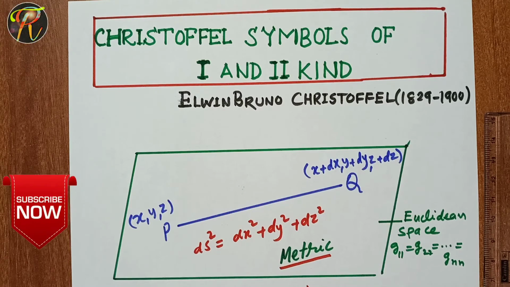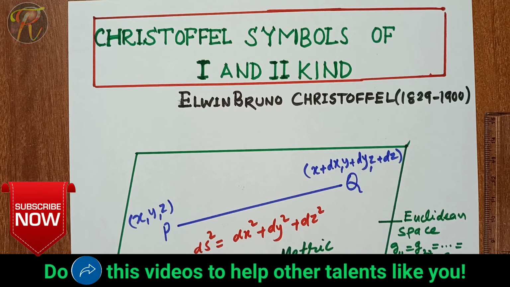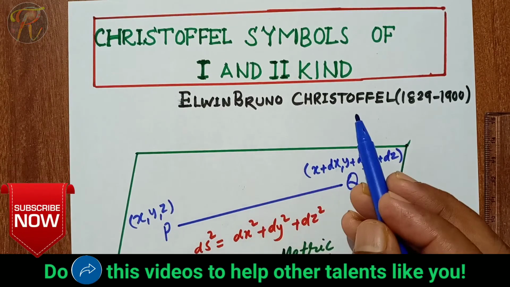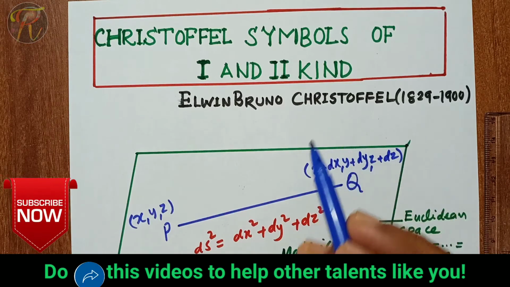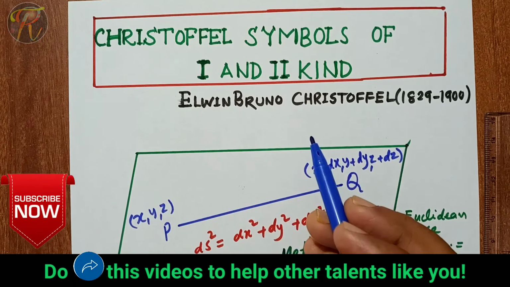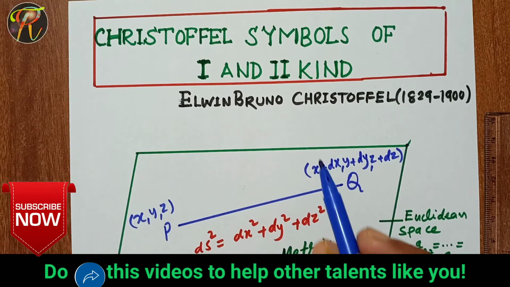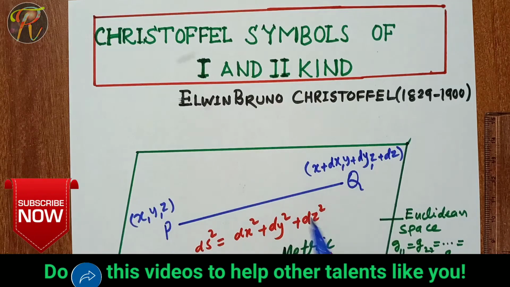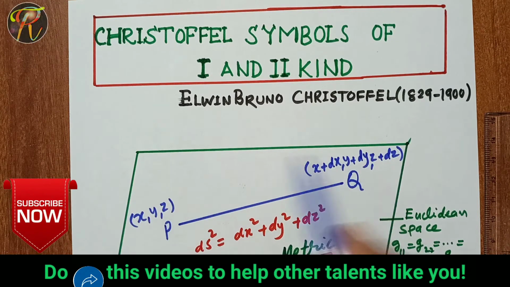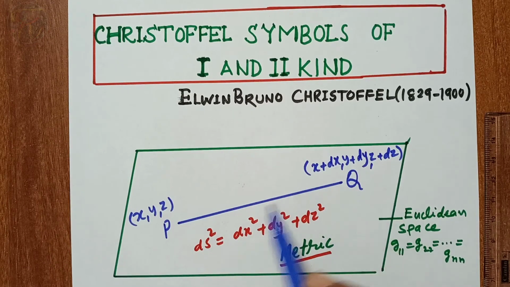So the concept of these symbols was given by the great German mathematician Elwin Bruno Christoffel. These symbols are used to study the geometry of a metric. So what is a metric? In Euclidean space, the metric is nothing but the distance between two neighboring points.